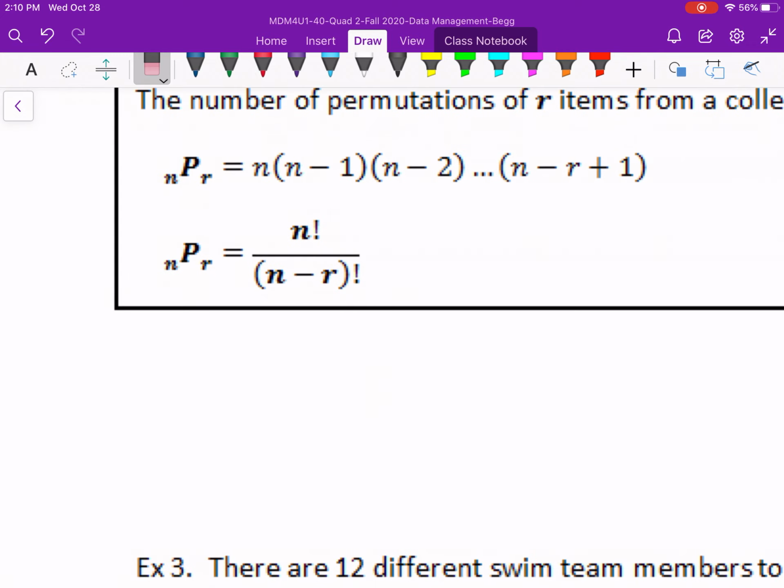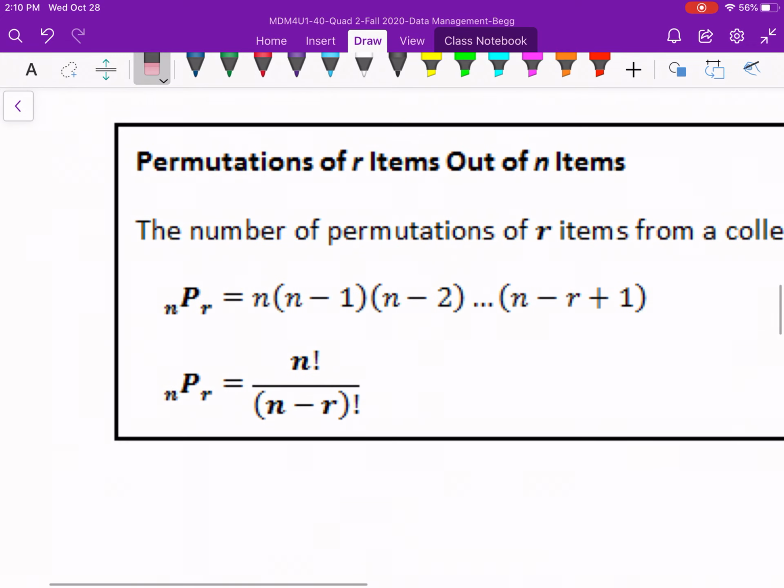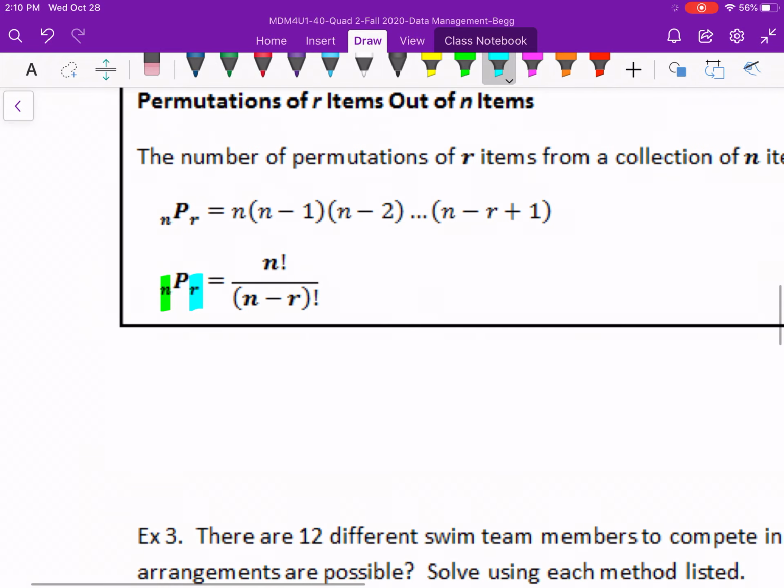So again, we've got n, which is our number of items to choose from, but in this case we've got r, which is the number of items that actually are chosen, which can be any number less than or equal to n, and of course P equals permutations.